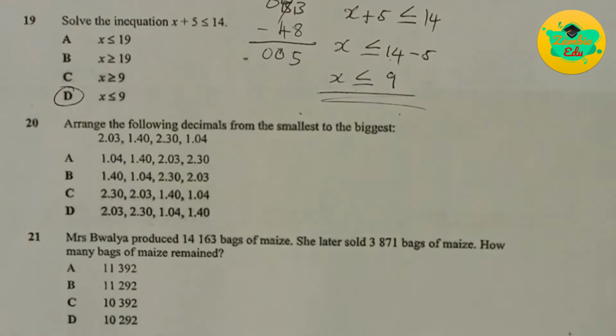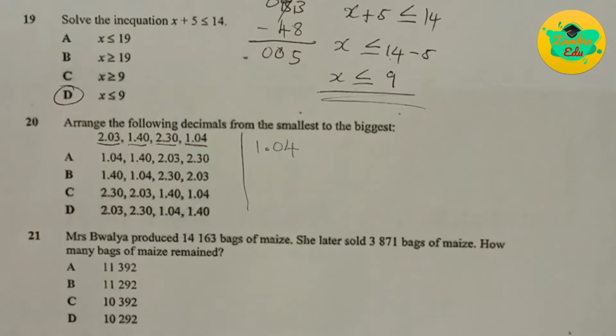Question 20 says, arrange the following decimals from the smallest to the biggest. So we have 2.03, 1.40, 2.30, 1.04. The smallest decimal there is 1.04.